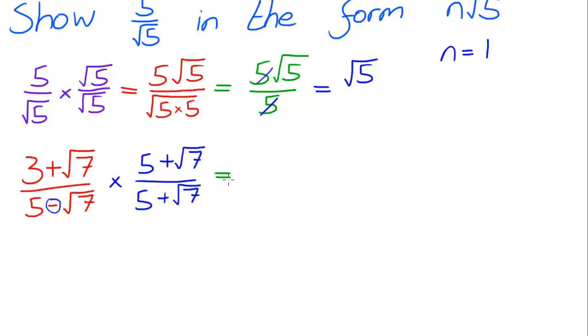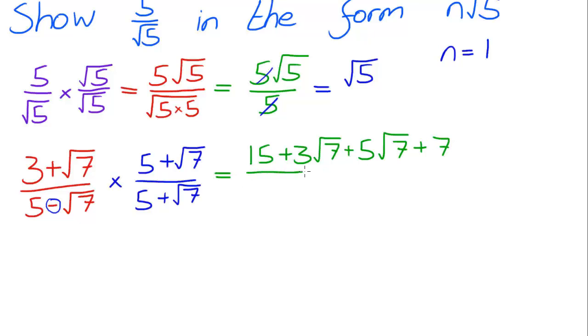So let's go about it as usual. This top is going to look quite messy, but don't worry about that, it soon clears itself up. So 3 times 5 is 15. Then plus 3 root 7, then plus 5 root 7, then root 7 times root 7, I hope you've got this by now, is 7. So then plus 7.